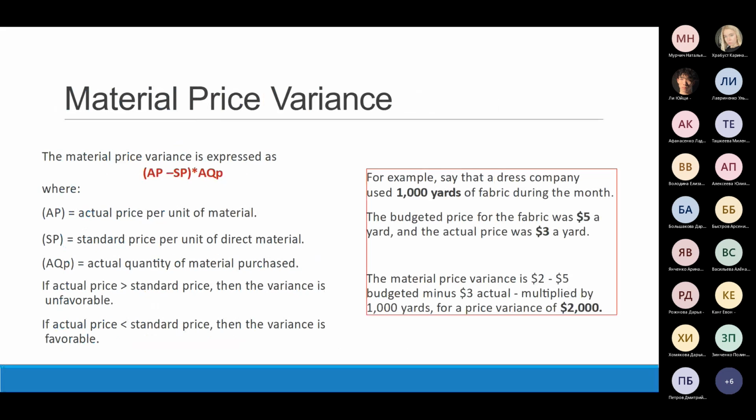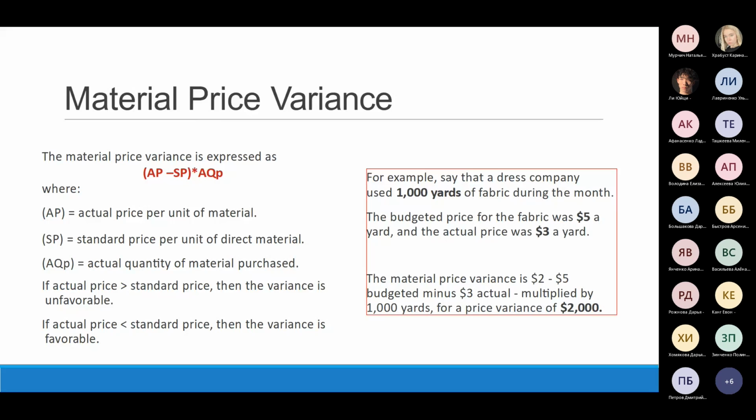How to calculate the material price variance? Let's see the calculation example. For example, we decide to analyze the dress company that used 1,000 yards of fabric during the month, and the budgeted price for the fabric was $5 a yard, and the actual price was $3. So the formula to calculate the material price variance is presented on the screen.